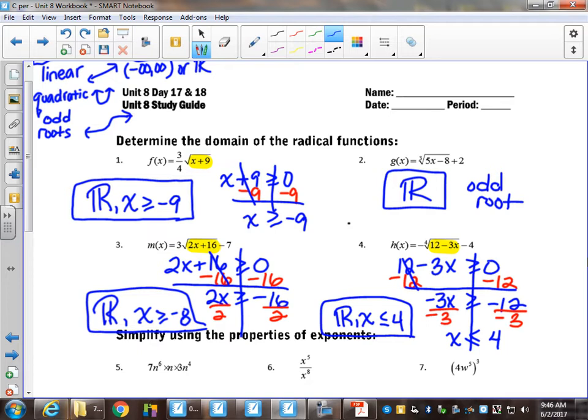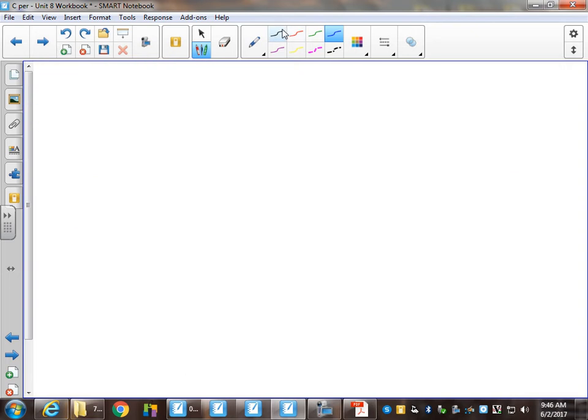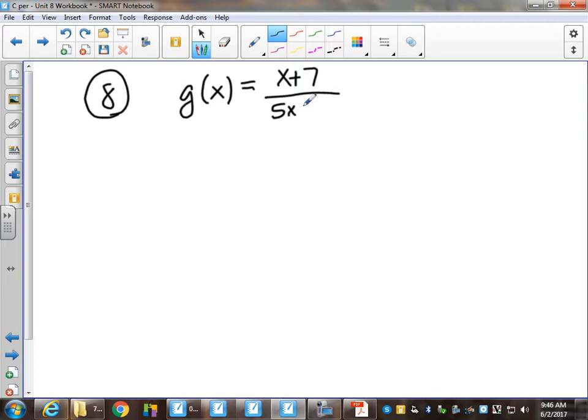Yes. Question. So I saw you did something last night at number 8 on the notes. So he's asking a question on number 8 from last night's flip notes. Number 8 was g of x equals x plus 7 divided by 5x plus 20. This will not be on the test, but it will be on the final, so it's a perfect opportunity for us to talk about it. Why does this function have a restriction?